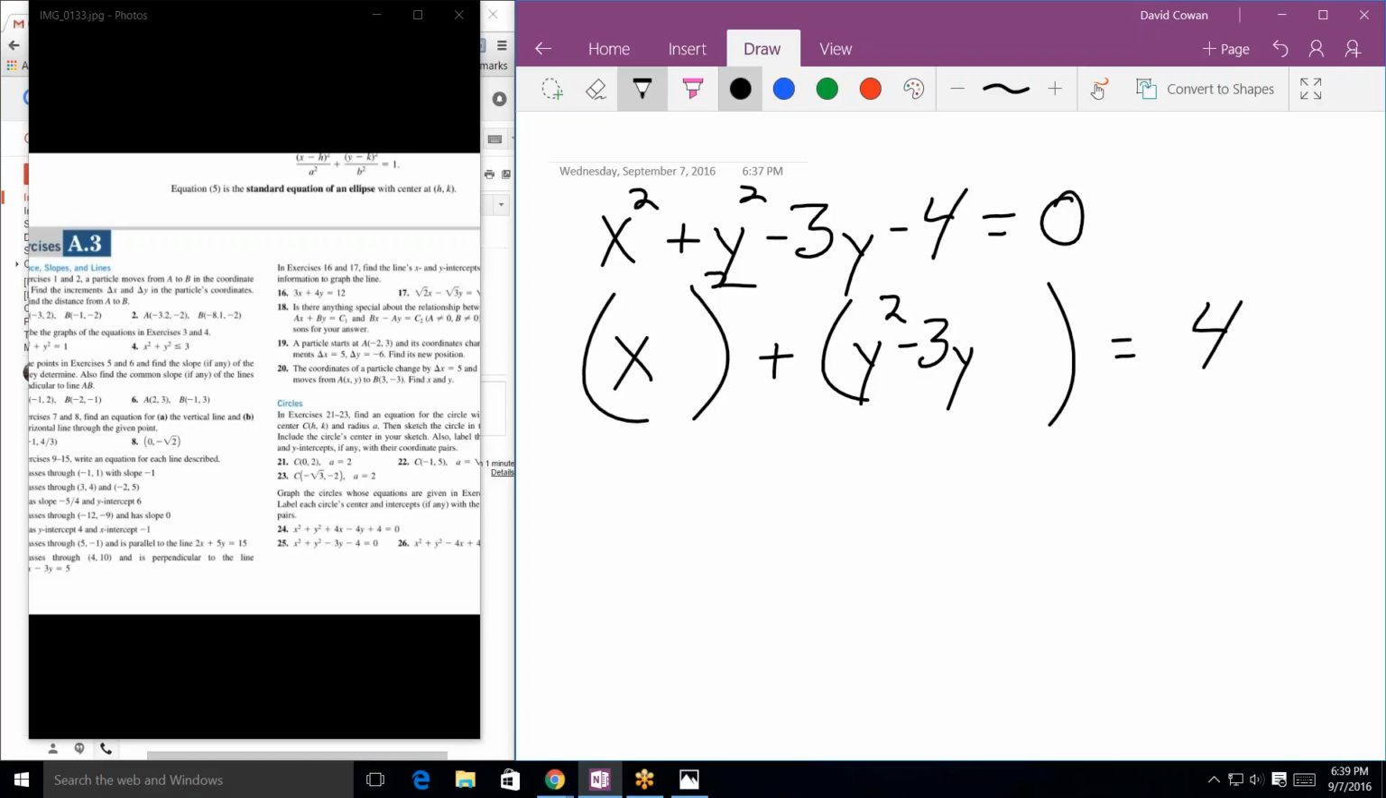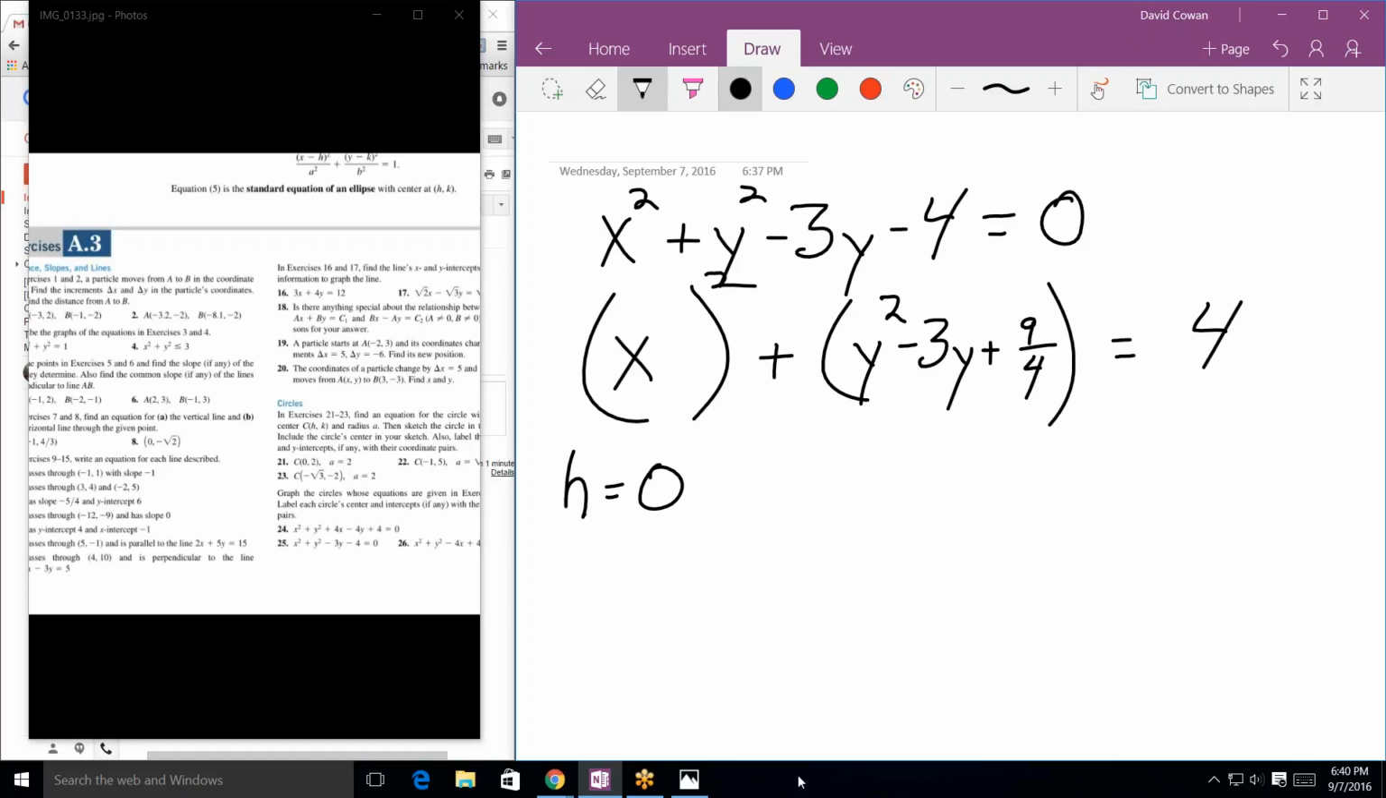Now, we don't have anything to do here. We know what h is immediately. h is 0. But complete the square on the y. What is a plus? So plus half of 3, squared. Half of 3 is 1 1/2, or 3 halves. So it would be 3 halves squared, and you get 9/4.